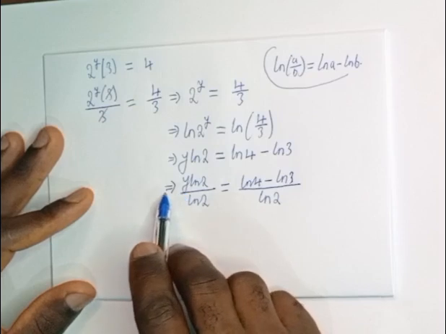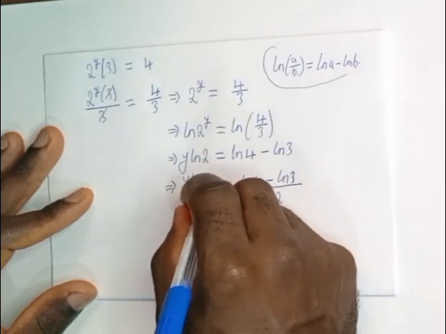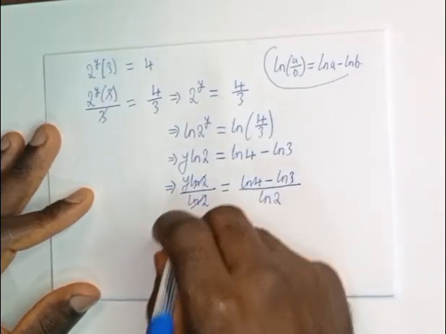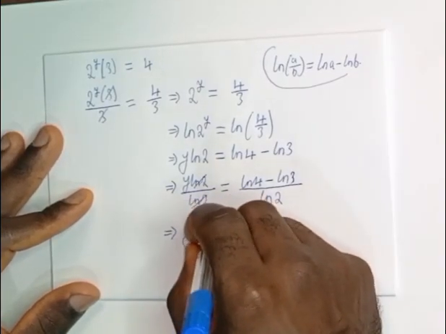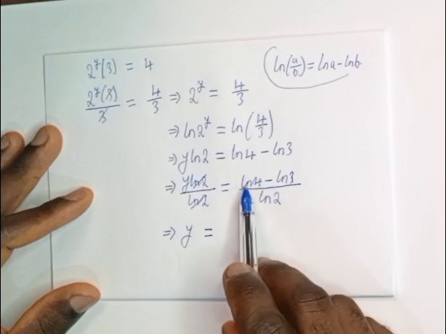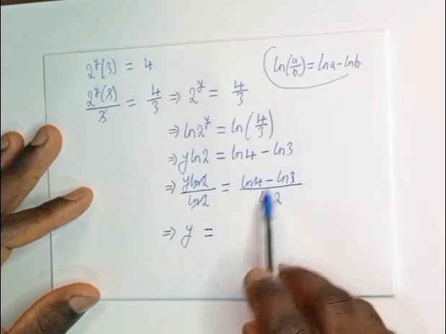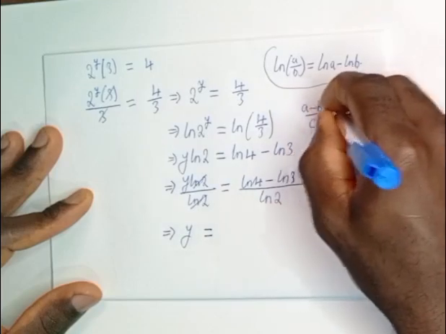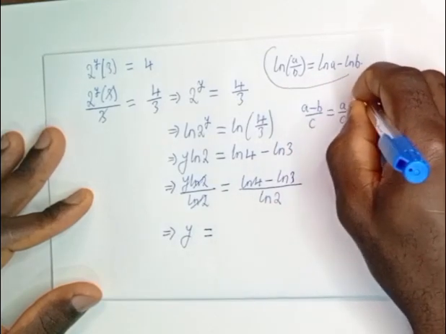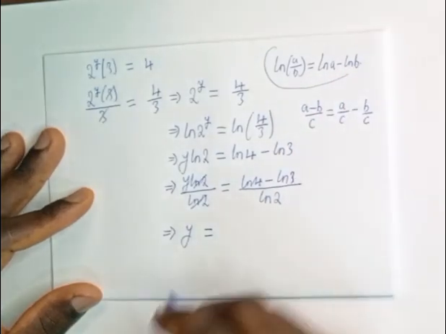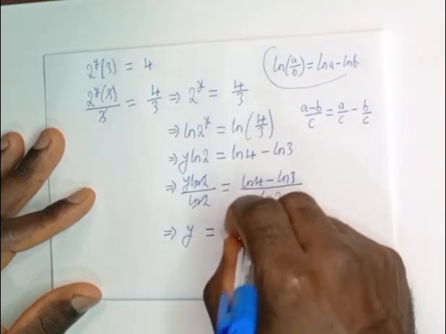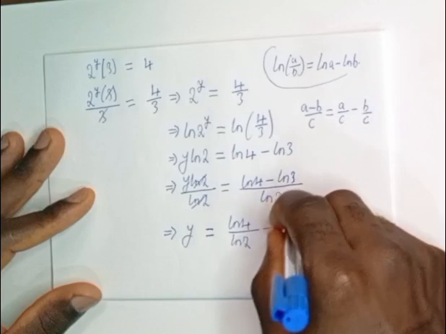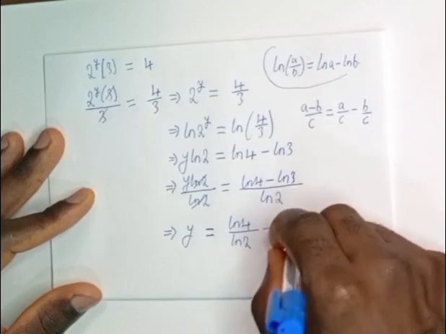At the left hand side, ln 2 will strike off ln 2. Then we'll be left with y to be equal to ln 4 minus ln 3 over ln 2. Remember, if you have a minus b over c, it is simply the same as a over c minus b over c. This will give us ln 4 on ln 2 minus ln 3 on ln 2.